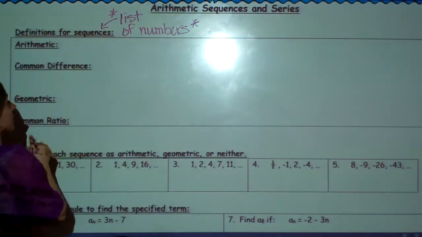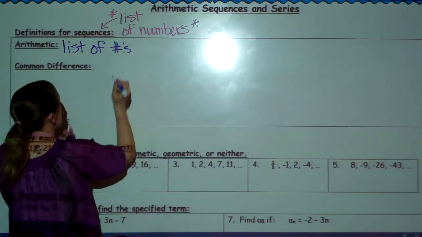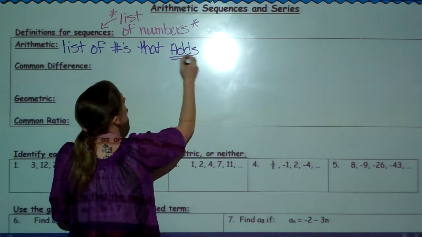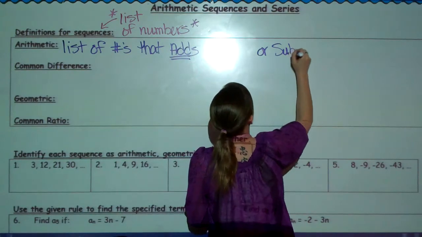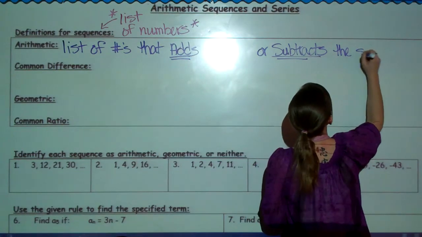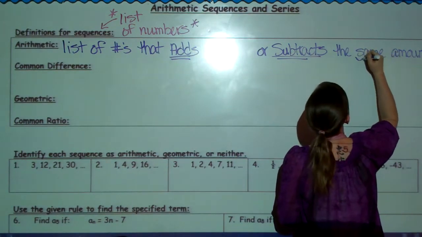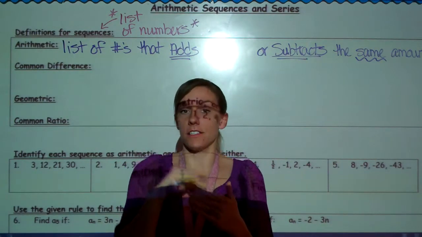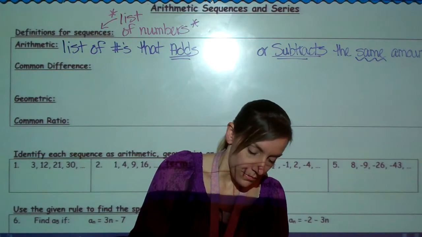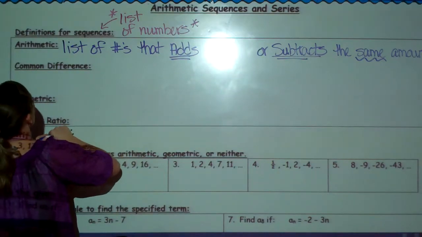Okay, so arithmetic means that it's a list of numbers that adds or subtracts the same amount. Okay, and same is key there. There's a consistency to it. You're always going to add the same thing, or you're always going to subtract. Okay, so the common difference, that's the mathematical word to decide on.